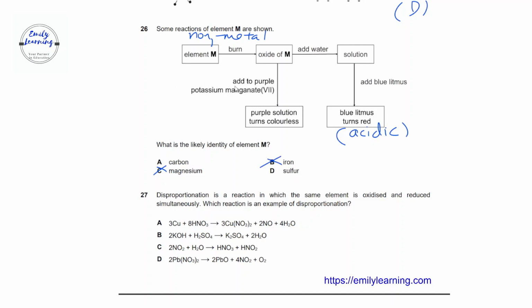So next, I add purple potassium manganate. You have the purple solution turning colorless. If I burn carbon, I get CO or CO2, but I know it's not CO because I need it to be acidic. Carbon monoxide is not acidic, it's also not soluble in water. If it is sulfur, I'll have SO2. So carbon dioxide and sulfur dioxide, which one can decolorize purple potassium manganate? It is sulfur dioxide. Okay, so the answer is D.